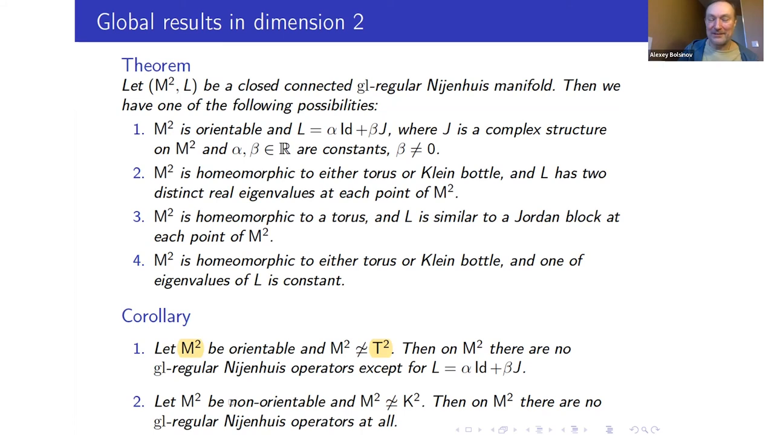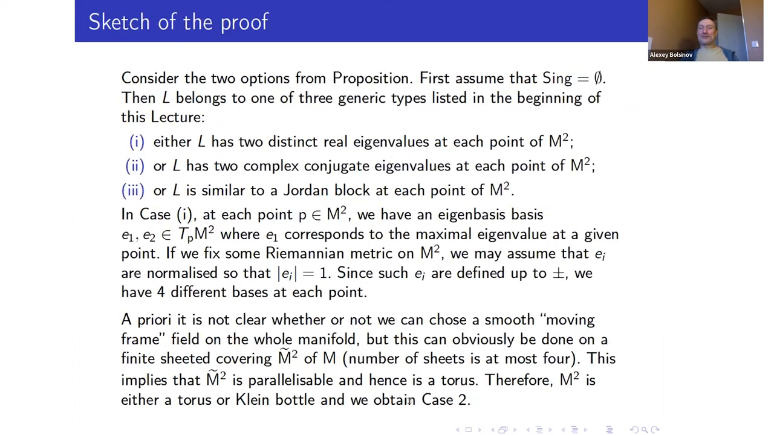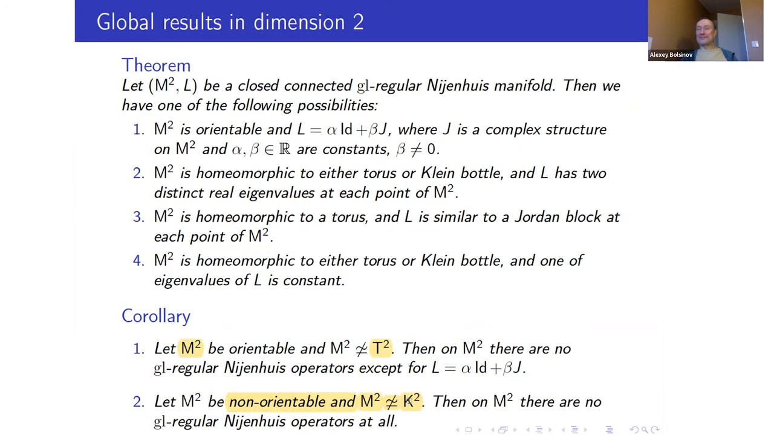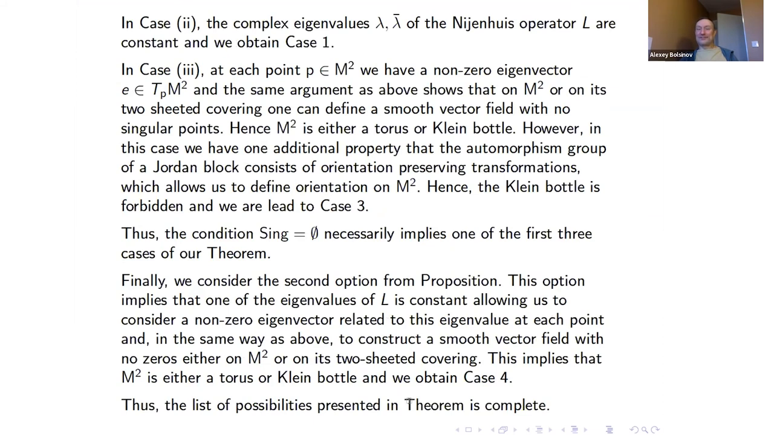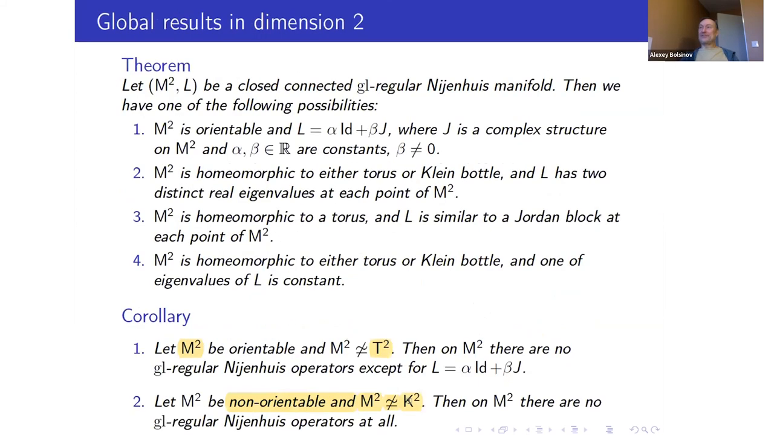If M is non-orientable and different from the Klein bottle, then M admits no GL-regular Nijenhuis operators at all. So there are topological obstructions for existence. The last two slides I'm not going to discuss, but I will put my presentation on the conference website. So this is a sketch of the proof of this global classification theorem.